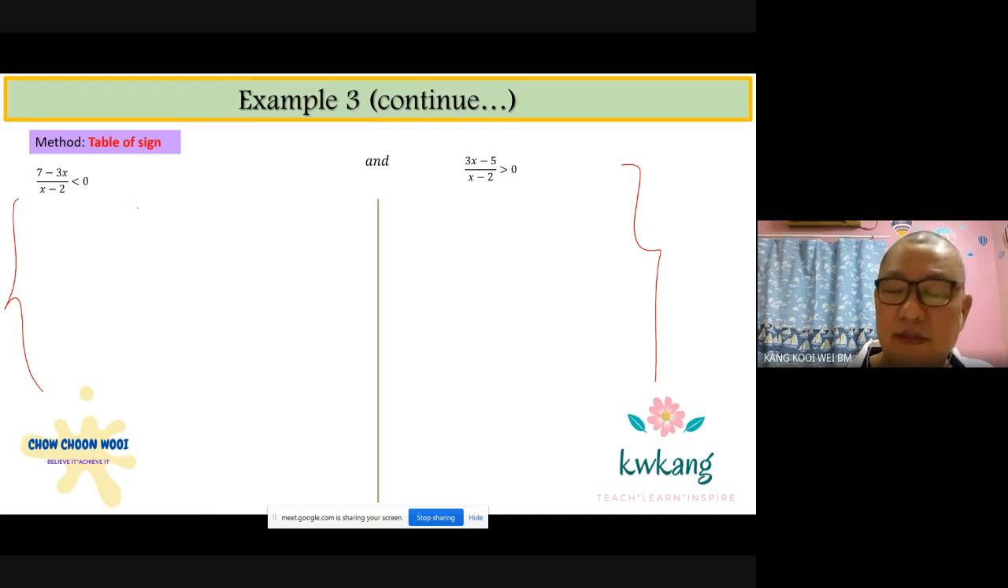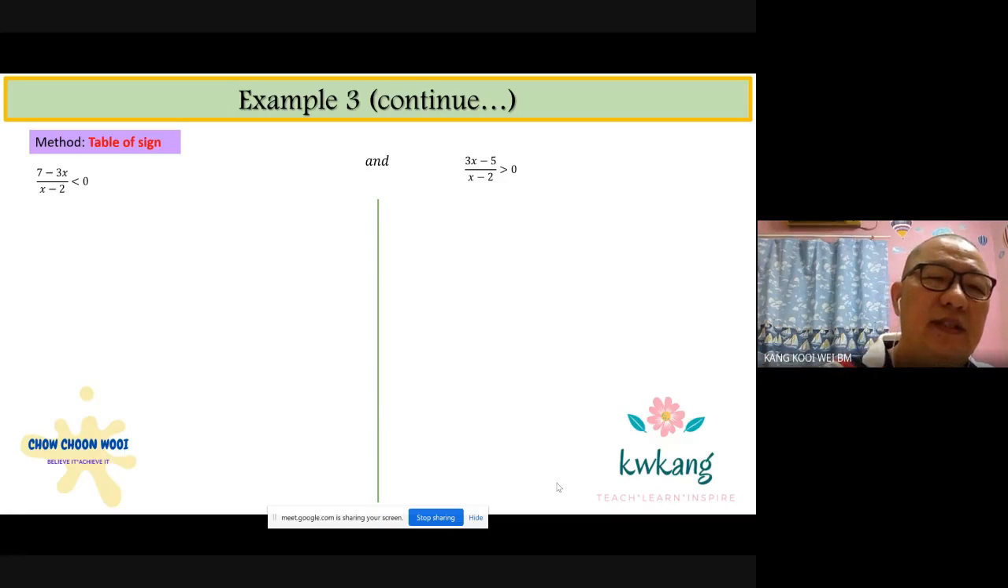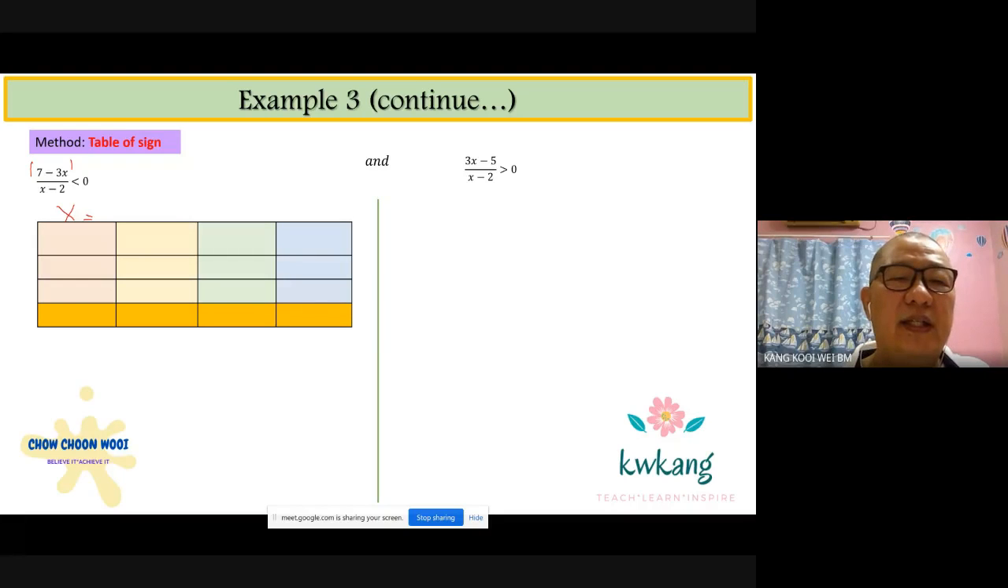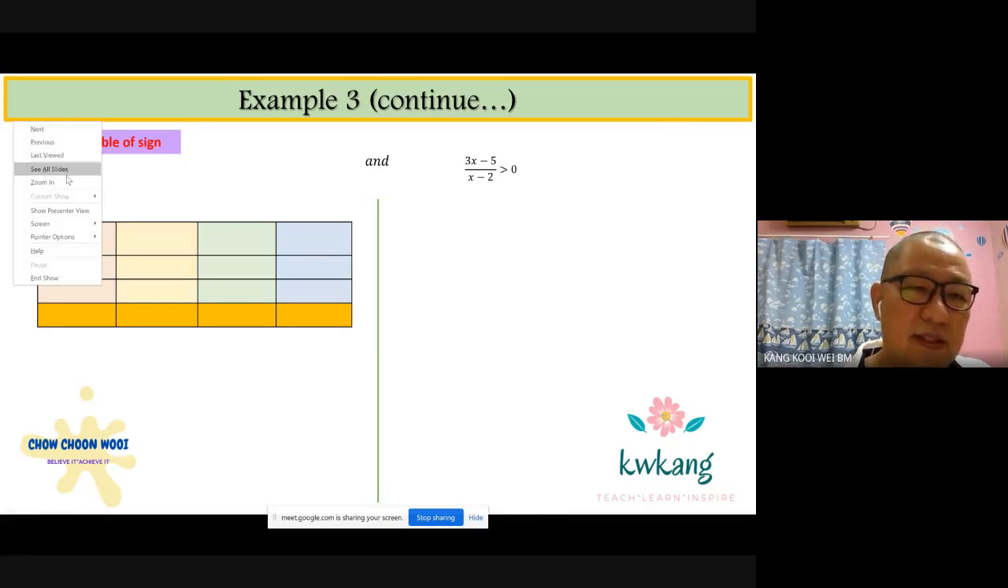Okay, ready? So this one. As usual, we have two factors here. The first one, we need to obtain this one. We need to find the critical values. x is equal to, how much is it? There are two values of x, is it?